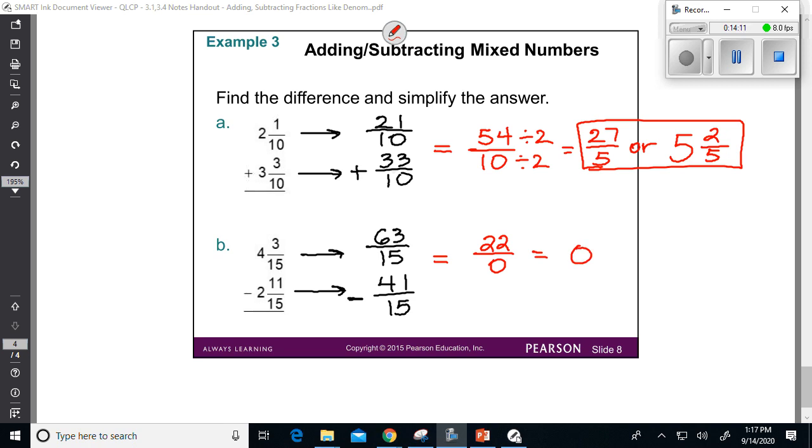No. What's wrong? 15 stays the same. So we got 22 over 15. And then that's 1 and, hold on, 1 and 7, 1 and 7/15, right? There you go. That's what I'm talking about.